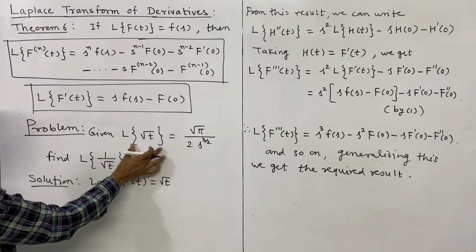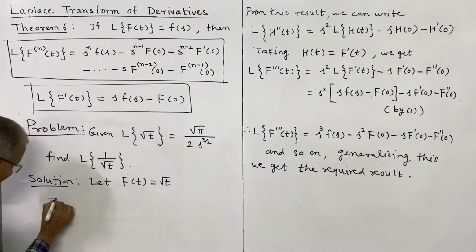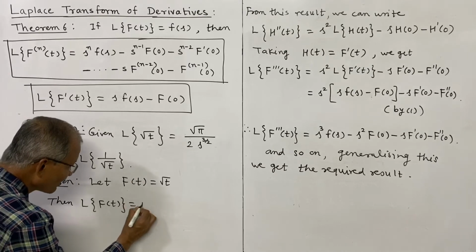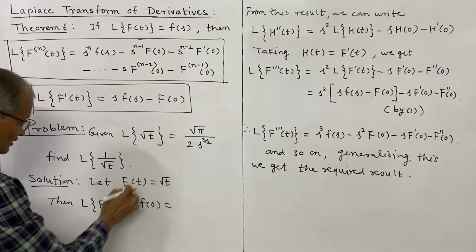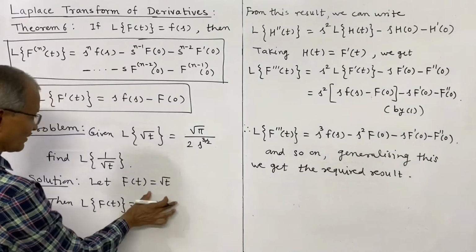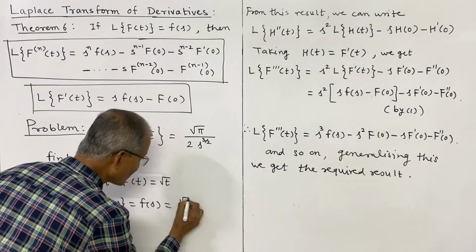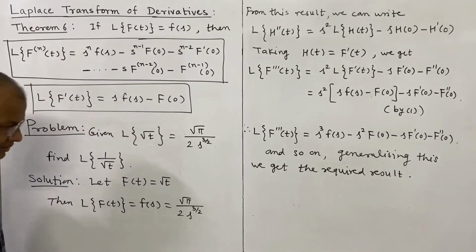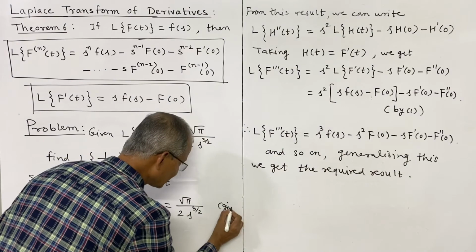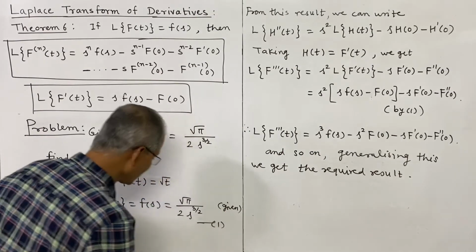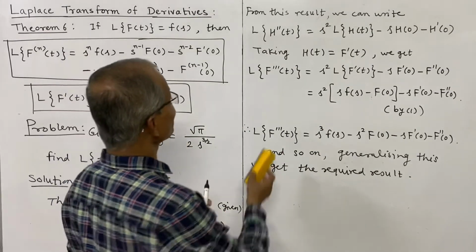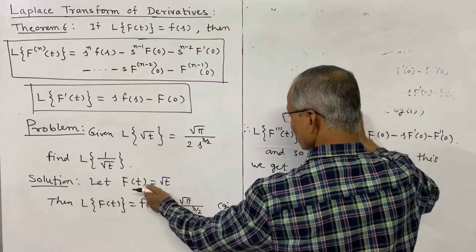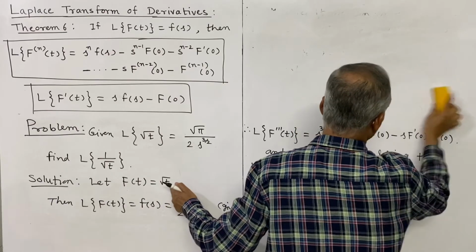Then L of root t is given, then L of f of t is equal to f of s, and that is given. So that is L of root t is root pi divided by 2 into s to the power 3 by 2. It is given. We can assume this as 1. Now what is f dash of t? See, f of t is root t. What will be f dash of t? Derivative of root t.